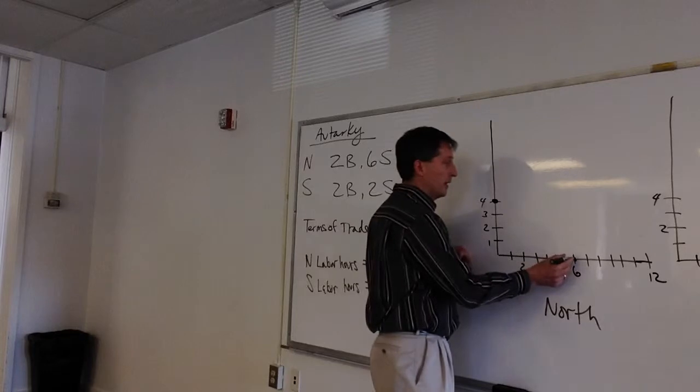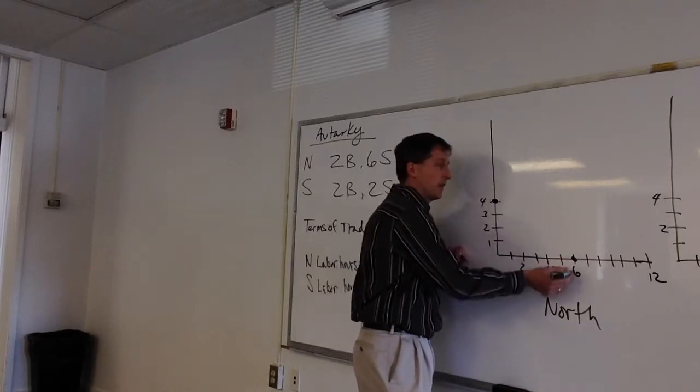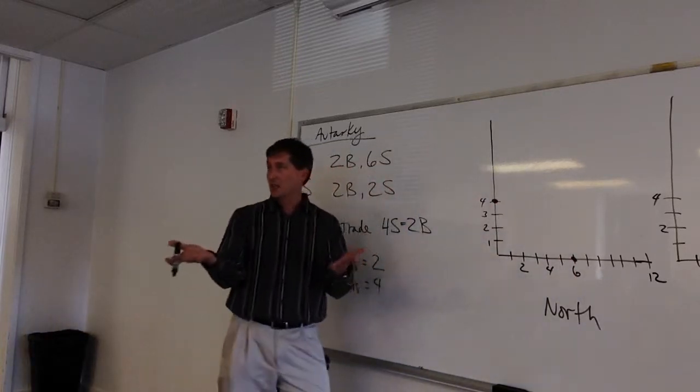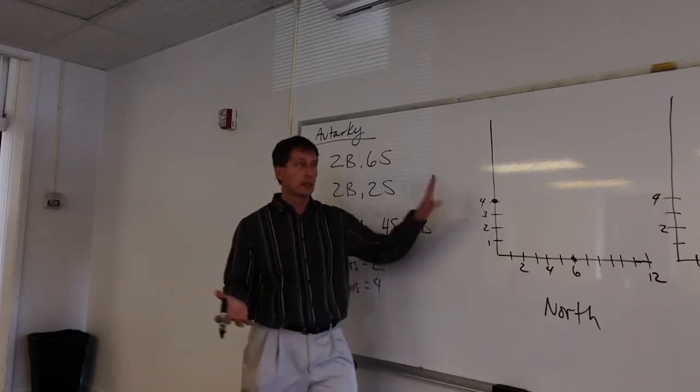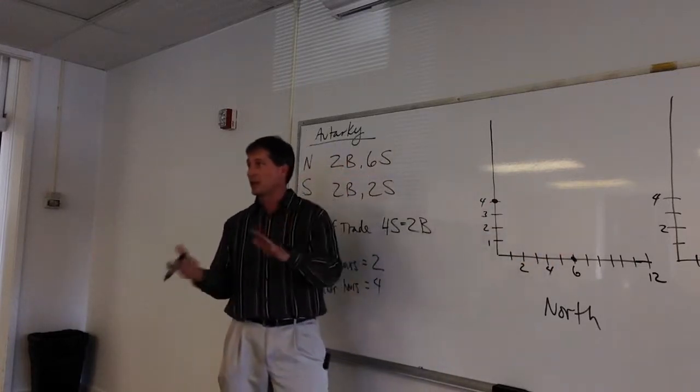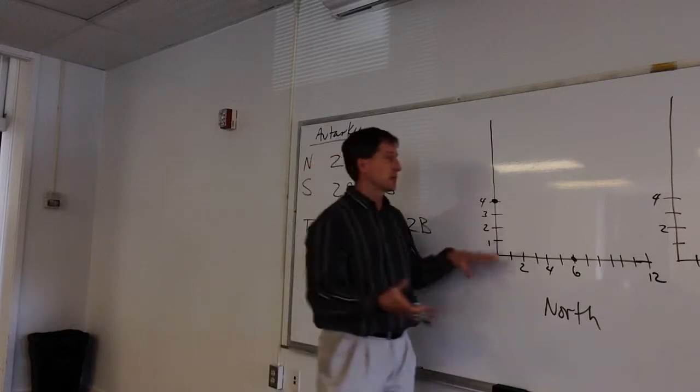So it looks weird. The way Chelsea drew it is with a curve. That's what we expect it to look like in reality because some resources are better suited to the production of one good or the other. Here we've got constant returns to labor.